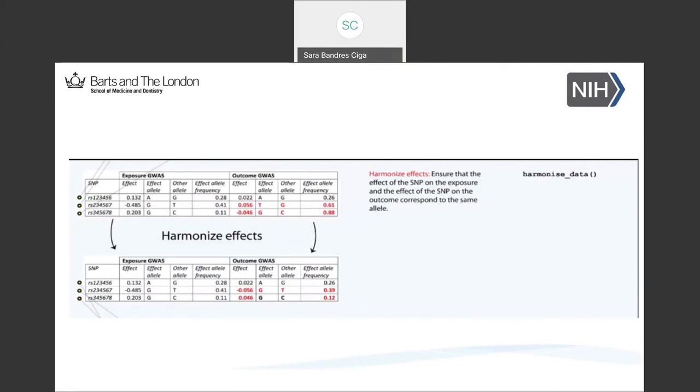This is something that, again, the package is going to do by itself. We see here what the package does. Basically, it's going to switch the alleles, so the effect allele is going to be G in the same way as in the exposure GWAS. And the only thing that the package does, if you see here, is change the directionality of the beta. So the package will do that automatically, and then you are ready to go.